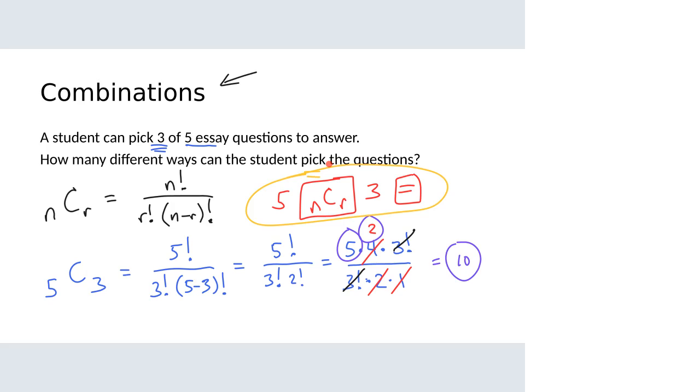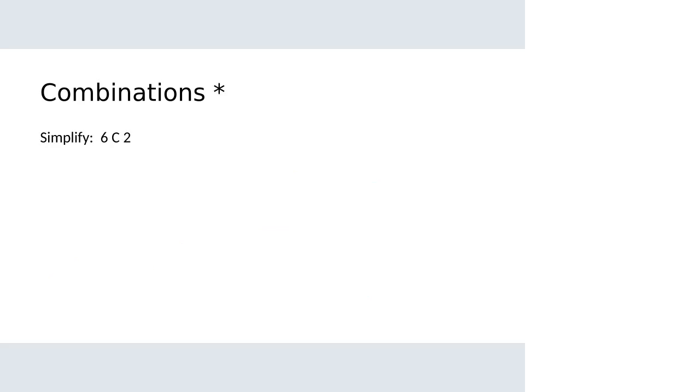Are there any questions about this combination problem before I have you try one of these? Okay, here goes. Simplify a combination of 6 things taken 2 at a time. Just straightforward, using the formula, combination of 6 things taken 2 at a time. I'll set up a poll for this one.